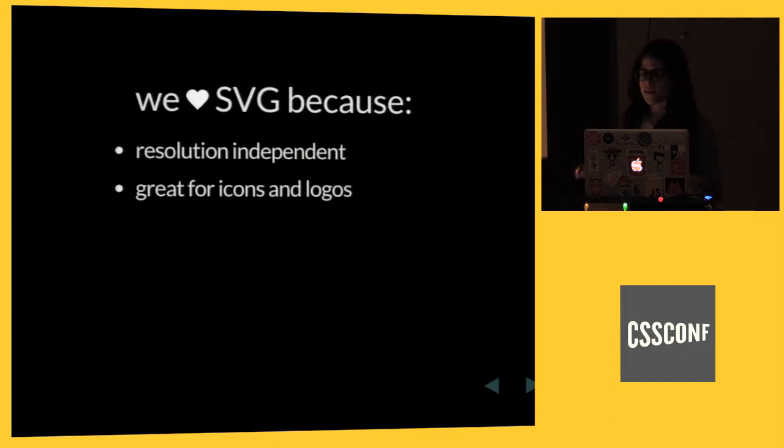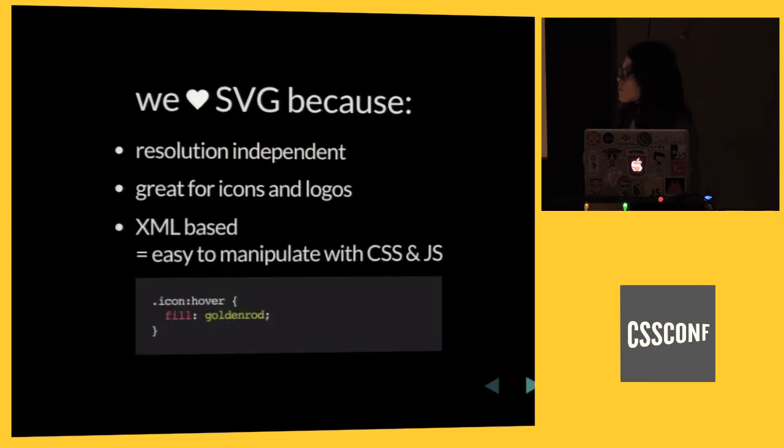And because they're XML based, it's like code. If you look into the graphic, you can actually understand the code there. You can have really easy manipulating states with SVG. Like a one-line CSS rule can give you a hover state on an icon without having to use a sprite or anything.